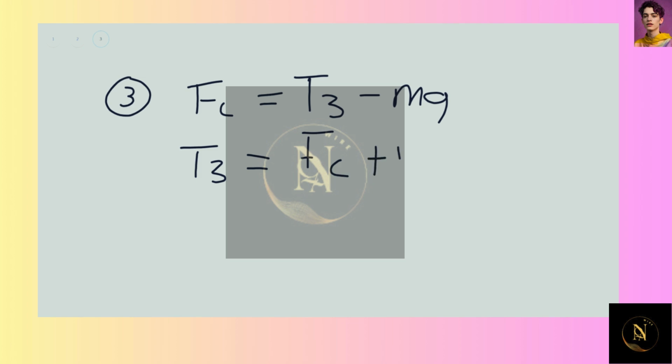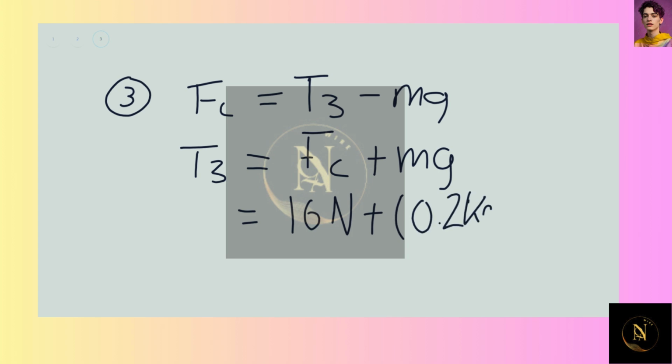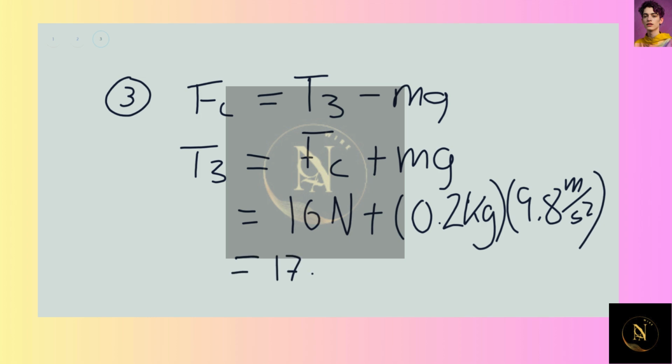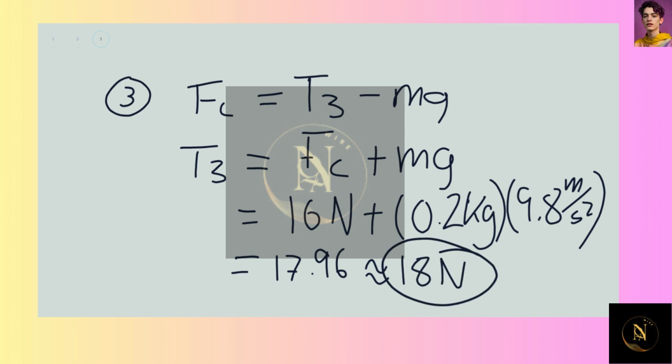It's Fc plus mg in this case. Now we can plug in for our centripetal force, 60 newtons, as we figured out when we started the problem. And in this case, we're going to be adding our 0.2 kilograms times 9.8 meters per second squared. And that is going to give us a value of 17.96, or approximately 18 newtons. And that's our answer to the second part of the problem.